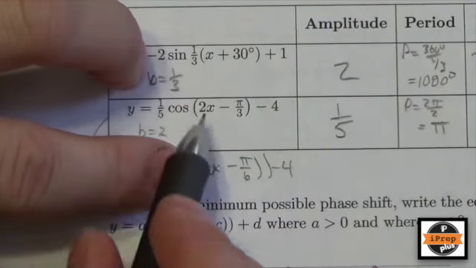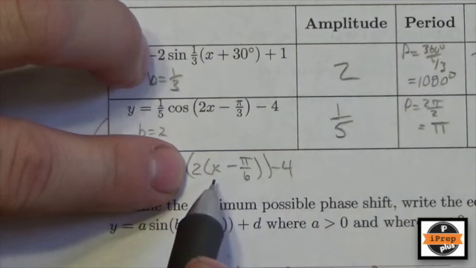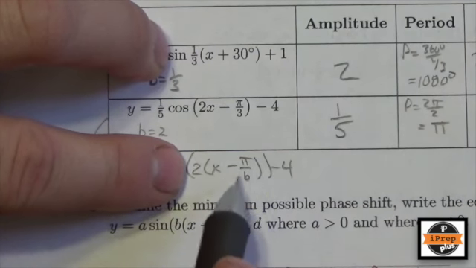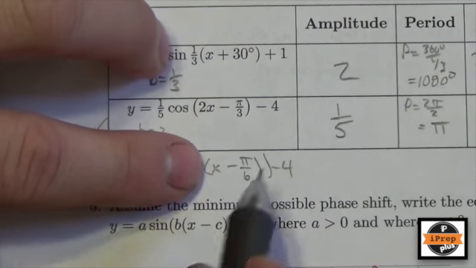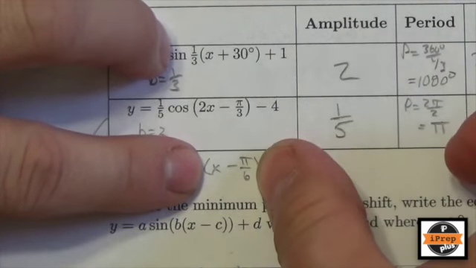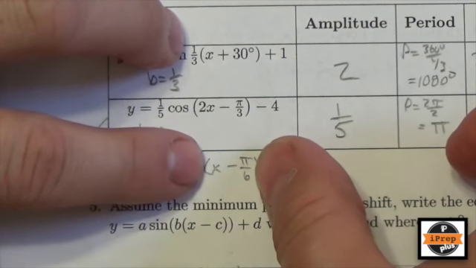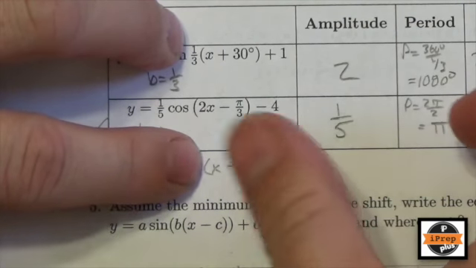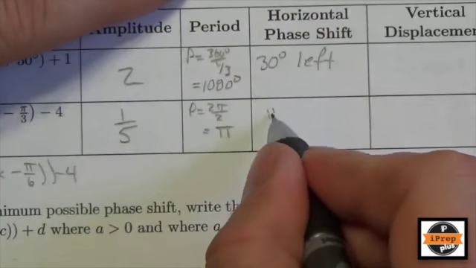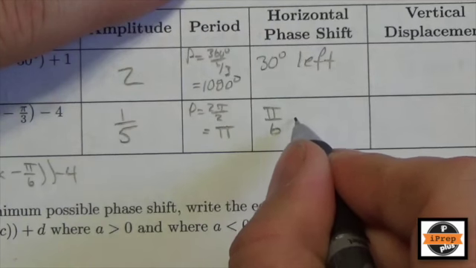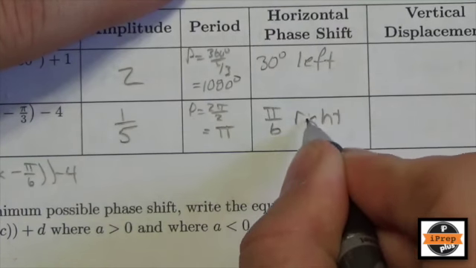So now that I've factored out that B value, I can see that my C value here, okay, is pi over 6. Now when I ask myself, what would I have to do to get x by itself here? Well, I'd have to add pi over 6 to both sides of the equation to get x by itself. That would be the very last thing I would do. And because of that, because I would be adding pi over 6, that would be pi over 6 to the right.